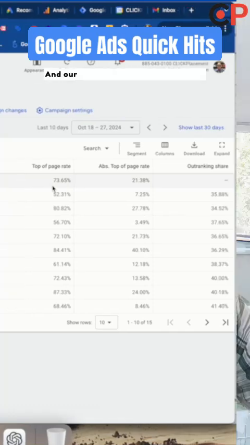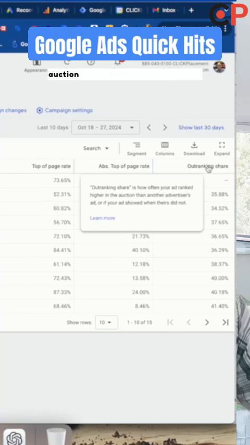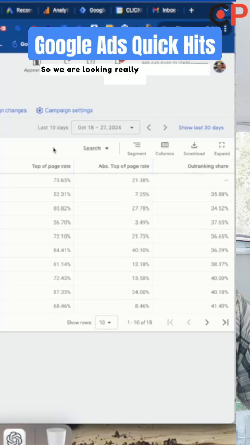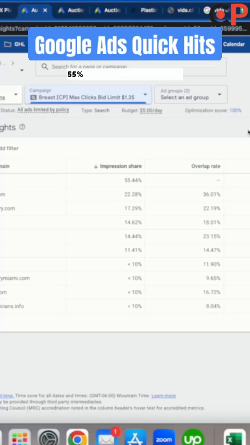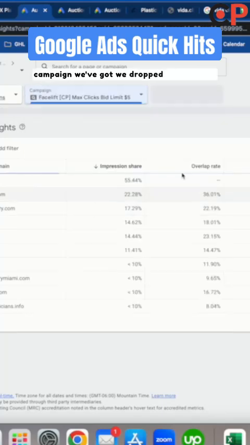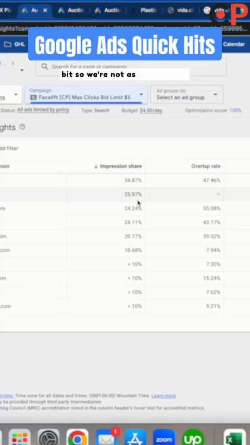That is great. And our outranking share, which is how often your ad ranked higher in the auction than another advertiser's ad. So we are looking really good in the body campaign, but I suggest you go through all of your campaigns at the campaign level. 55% in the breast campaign, so we're doing even better. And then I know here on the facelift campaign, we dropped down a little bit, so we're not as competitive.